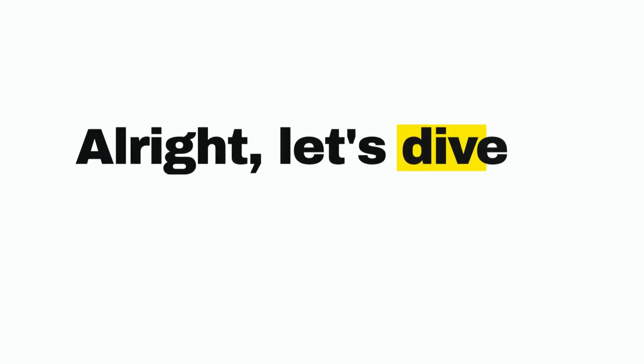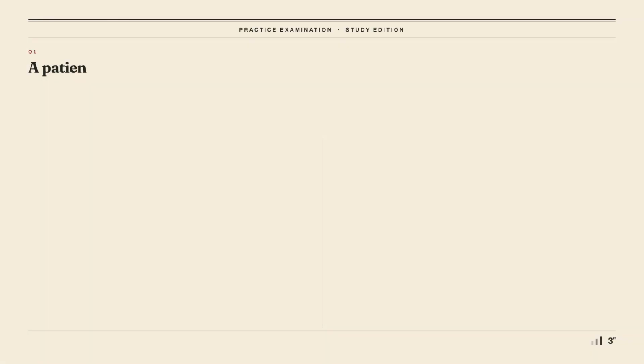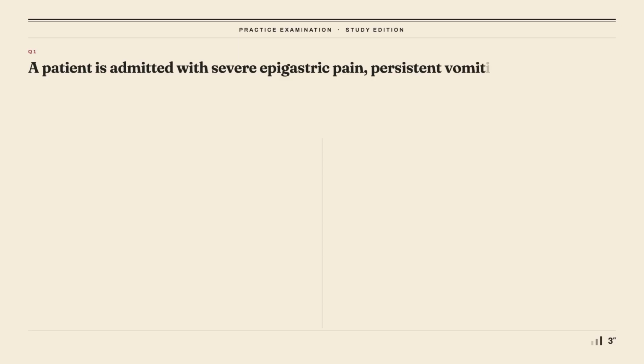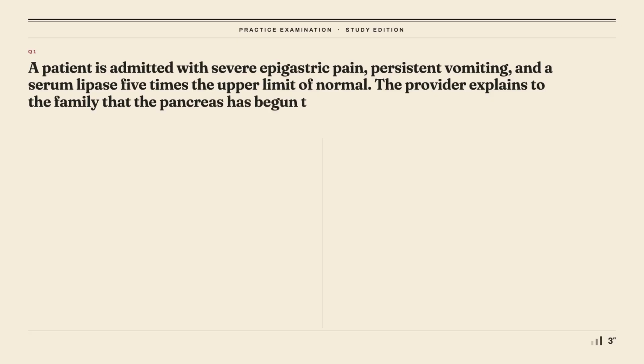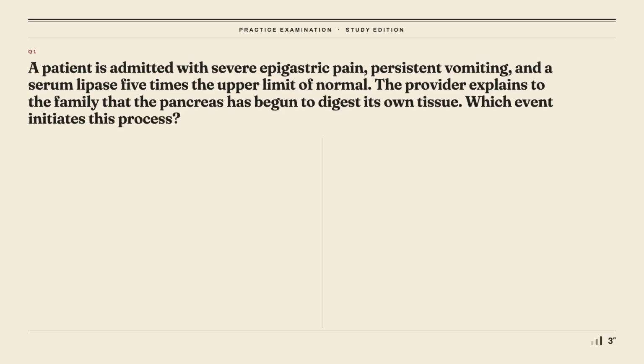Alright, let's dive in. Question 1. A patient is admitted with severe epigastric pain, persistent vomiting, and a serum lipase 5 times the upper limit of normal. The provider explains to the family that the pancreas has begun to digest its own tissue. Which event initiates this process?